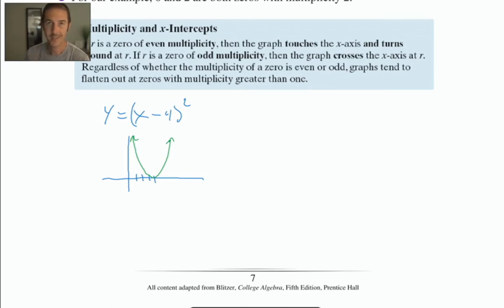2 is an even number, so the zero of 4 has even multiplicity. And look what happens here. Our graph just touches the x-axis at that point, but then stays above the x-axis. Interesting.